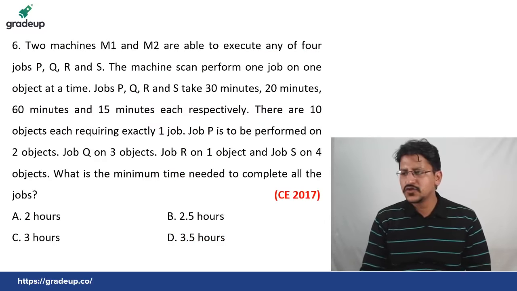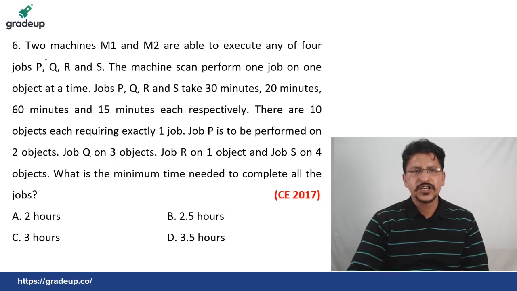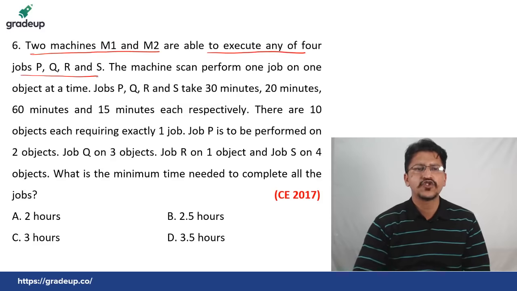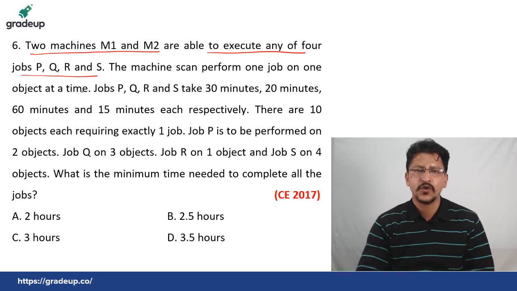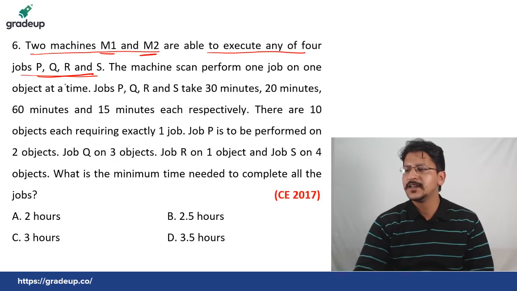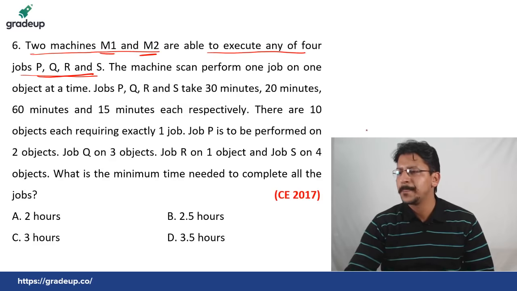Solve this problem very, very carefully. First read it. Two machines, M1 and M2, are able to execute any of the four jobs P, Q, R, S. Okay, there are four jobs which are to be performed, and there are two machines to perform these jobs. No, Ganesh, in the last question, the efficiency is not the same for both. M works with twice the efficiency.